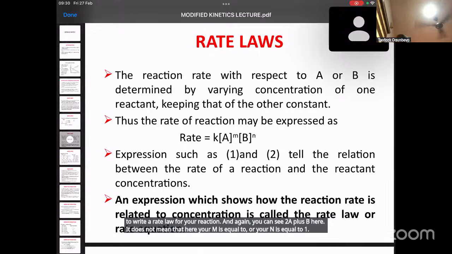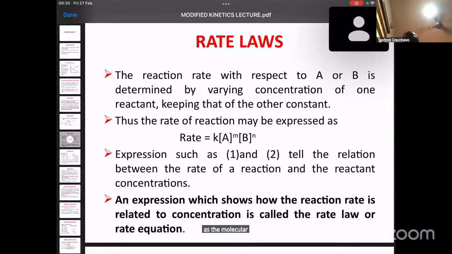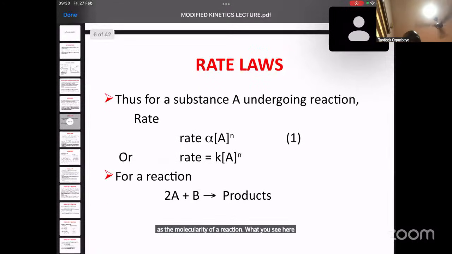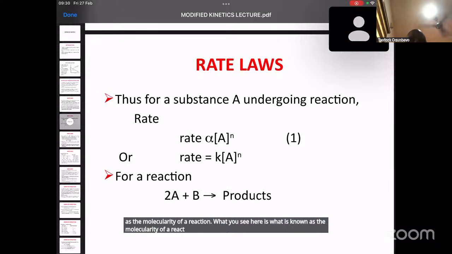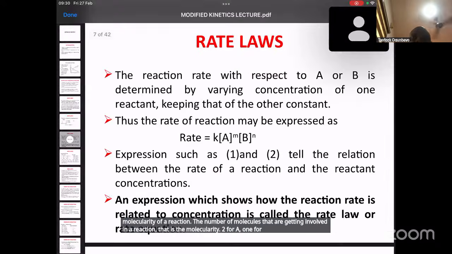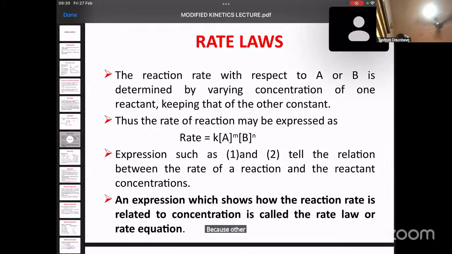No, because order of reaction is not the same thing as the molecularity of a reaction. What you see here is what is known as the molecularity of a reaction, the number of molecules that are getting involved in a reaction. That is your molecularity: 2 for A, 1 for B. But it's not the same thing as your M and your N, because order of reaction is completely different from molecularity of a reaction.